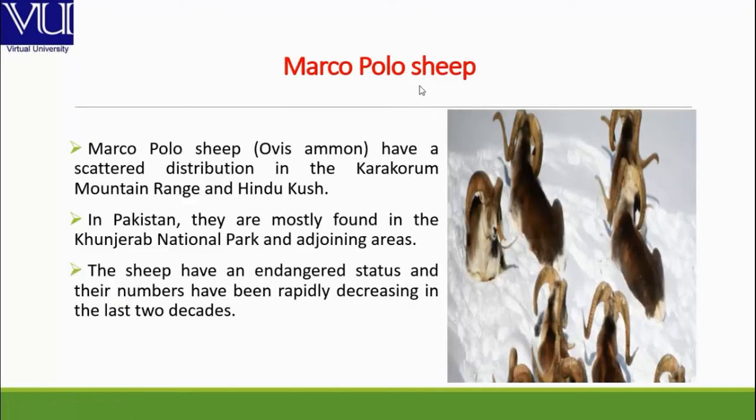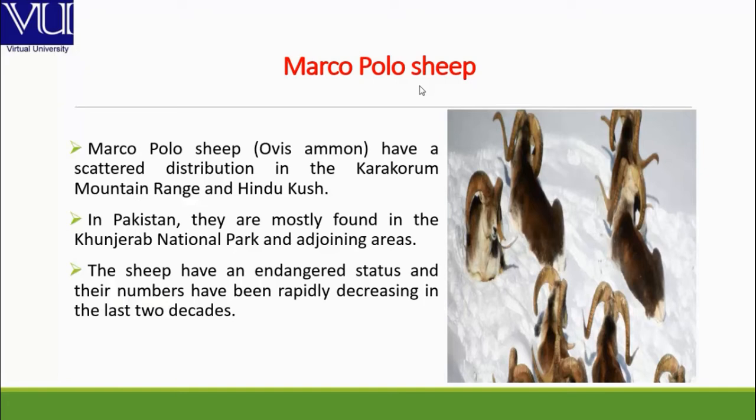Marco Polo sheep is one of the endangered species found in the high altitude of Karakoram. Due to illegal hunting and human interference in their core habitat in the Khunjerab National Park in Upper Hunza, its population has remained very few. According to last year's census conducted by the Forest Department of Gilgit-Baltistan, its number was counted only 72.